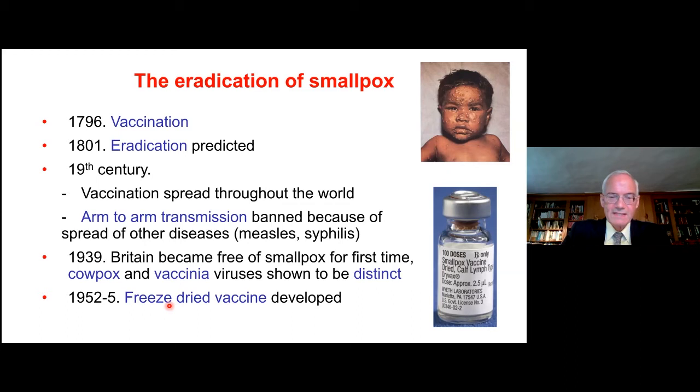In the 1950s, Leslie Collier, working at the Lister Institute in London, developed a way to freeze-dry the vaccine so that now it could be transported around the world without the need for refrigeration. And this is a massive advantage for any vaccine and was a very important development for the global eradication of smallpox.